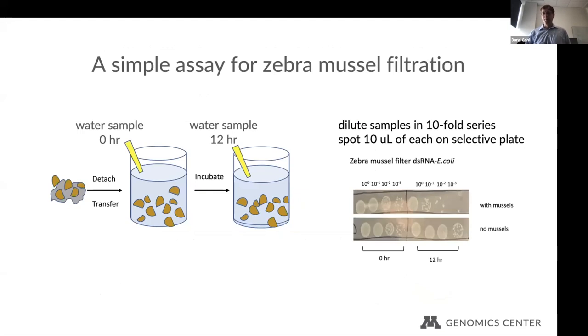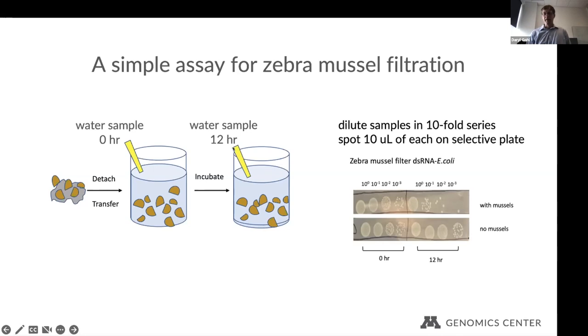We're also looking at their ability to filter things out of the media. So we have this other test where we add bacteria to the media, and these might be the RNAi constructs that we're dosing the mussels with. We take a sample of the water right after we've added the bacteria, and then we plate that out. We make tenfold dilutions and then plate those out as spots on a plate. And you can see these spots appear at these different dilution levels.